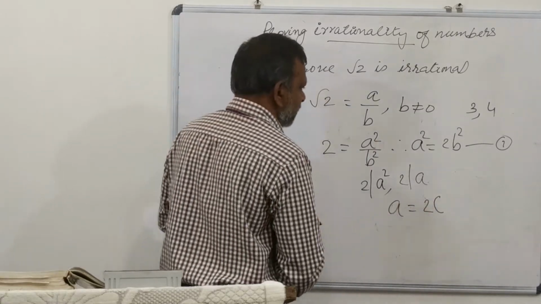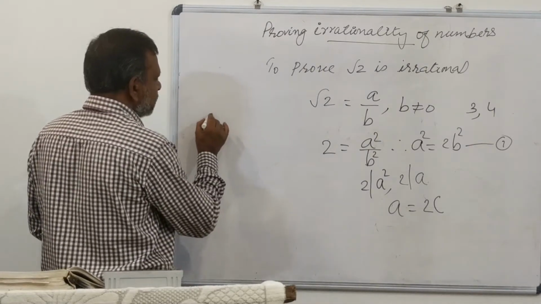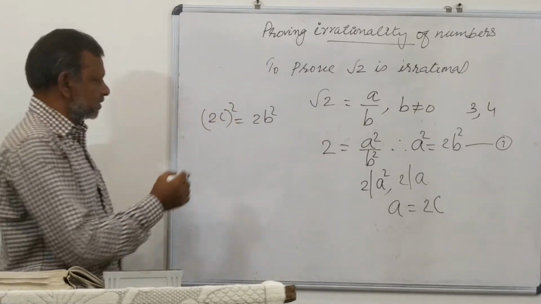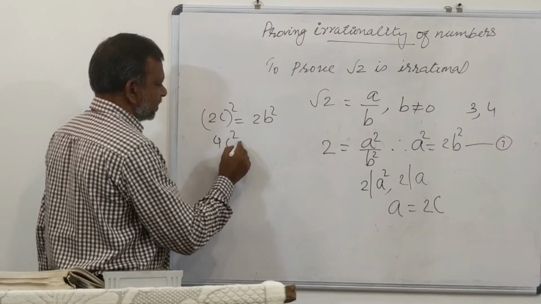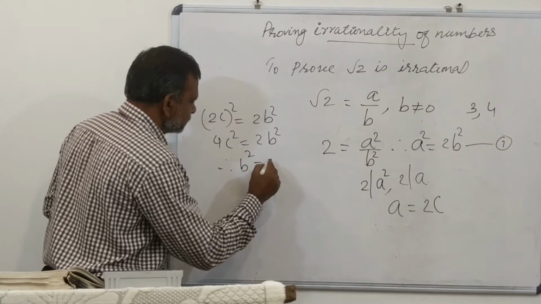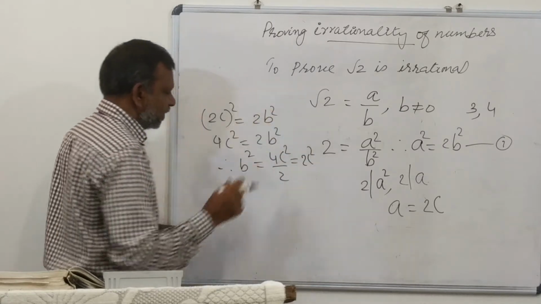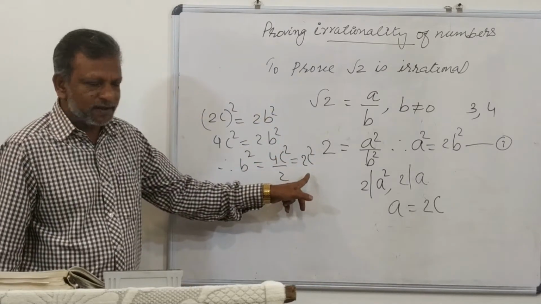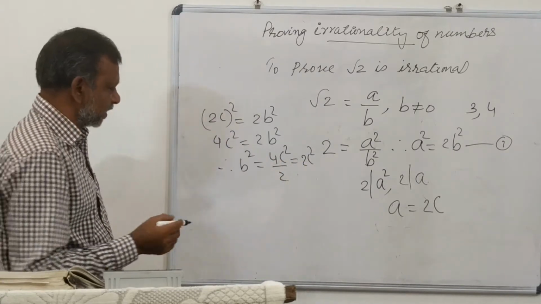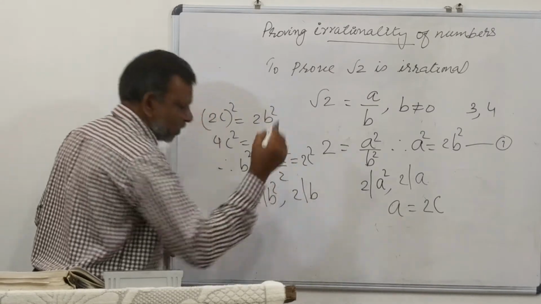Substitute a equal to 2c in equation number 1. Then we get 2c whole square equal to 2b square. That is 4c square is equal to 2b square. Therefore, b square equals 4c squared by 2, that is equal to 2c square. It means that 2 is a factor of b square. Again, by the second theorem, 2 divides b square, then 2 divides b also.